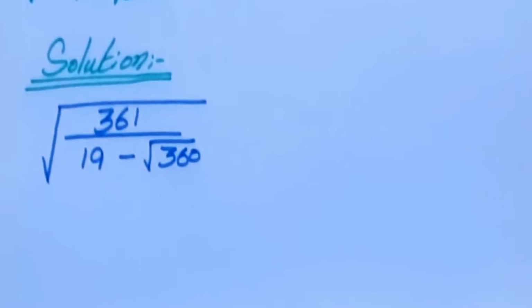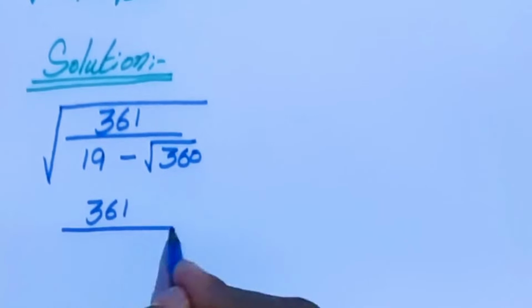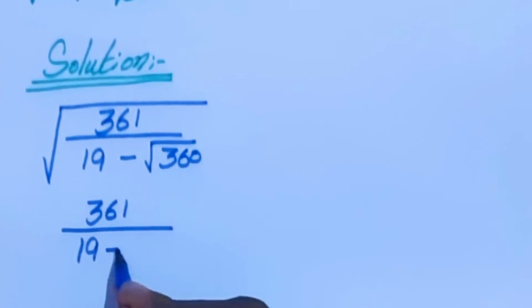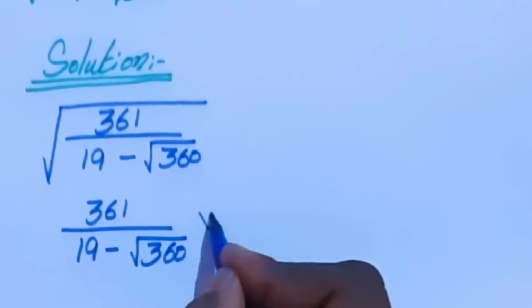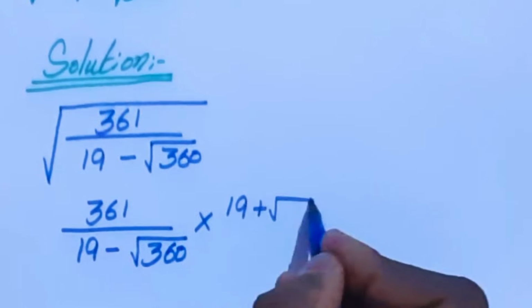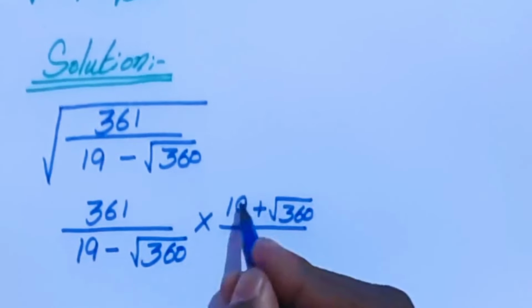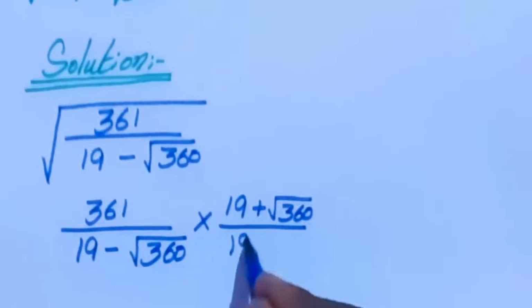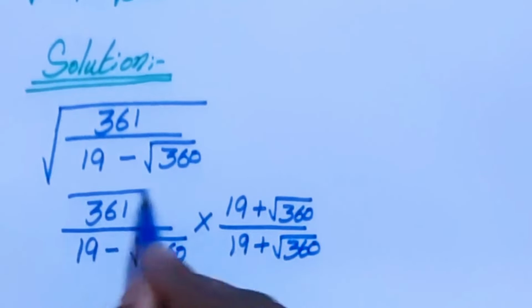Now this can be written as 361 by 19 minus square root of 360. Now we are going to multiply by 19 plus square root of 360 and divide by the same 19 plus square root of 360 in whole square root.